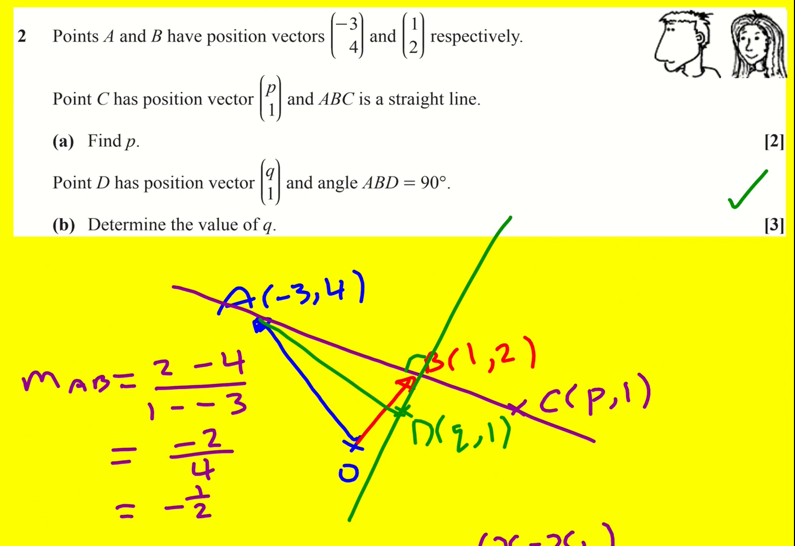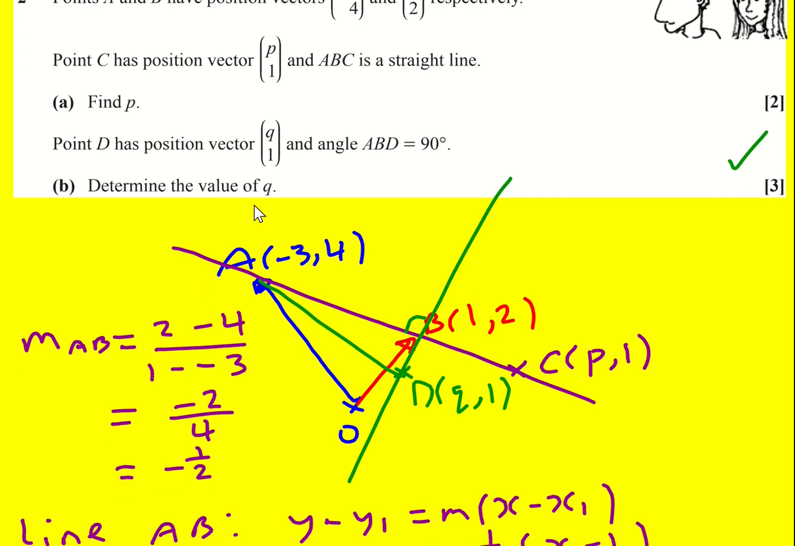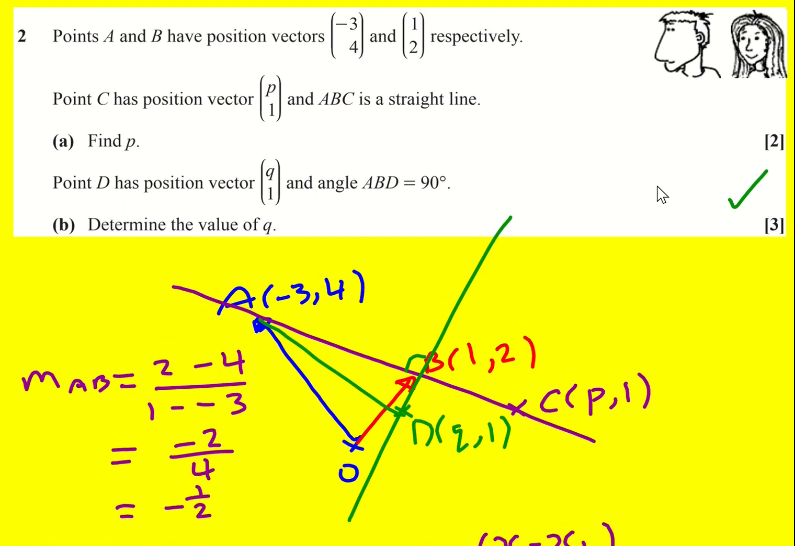I'm just quickly going to talk about how you could do this question differently. I'm just going to sort of write above, I think. So I'll talk through it. A second way you could do part A would be that you don't actually need the equation of a line. You've got the gradient of AB, you could actually work out the gradient of BC in terms of p, and then set them equal. And I'll just start you off with this.